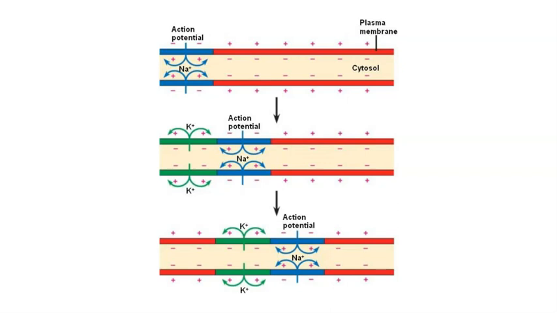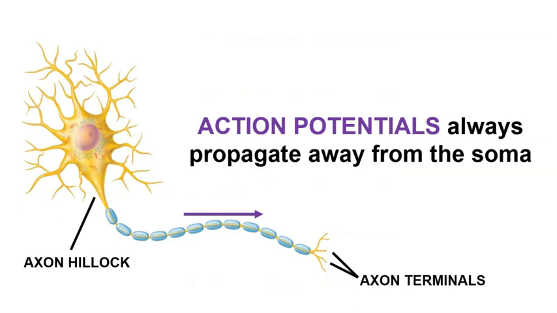So recall that action potentials begin with sodium entering the cell through the plasma membrane and end when potassium leaves the cell through the plasma membrane. Sodium entering the cell at the start of the action potential is referred to as the depolarization phase, while potassium exiting the cell is called the repolarization phase of the action potential. The depolarization phase of the action potential is what triggers the start of a new action potential in an adjacent region or an adjacent segment of the membrane. So action potentials will always spread or propagate away from the neuron soma. They begin at the axon hillock and propagate or spread down the axon towards the axon terminals.